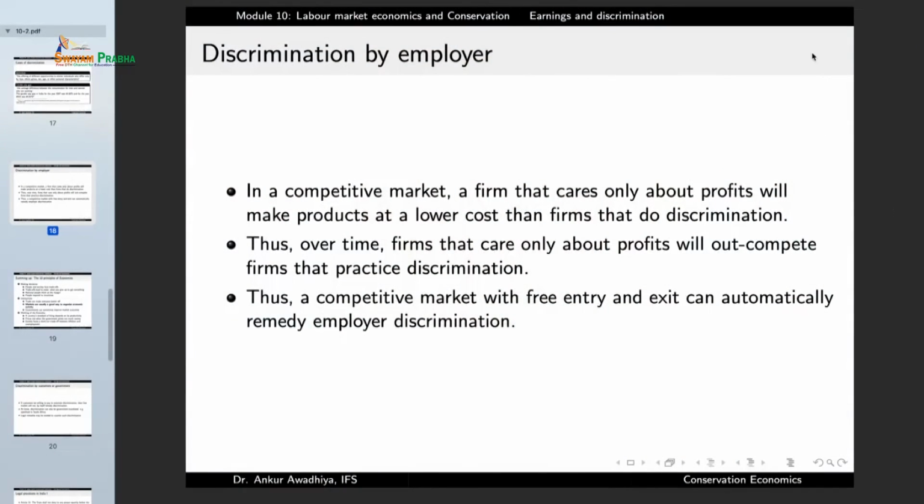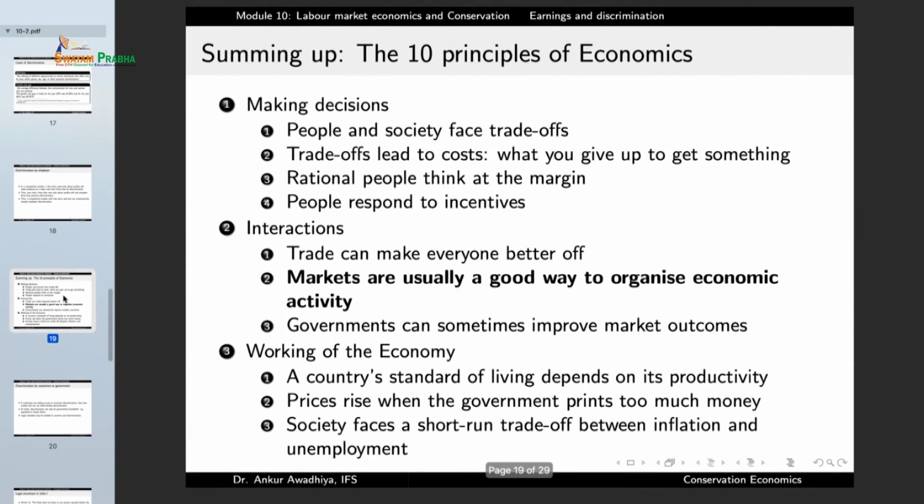And in a short while, we will see that the market is only occupied by those firms that are not doing any discrimination. So the market has a way of tackling discrimination by the employers, which is also why we say that markets are usually a good way to organize economic activity.